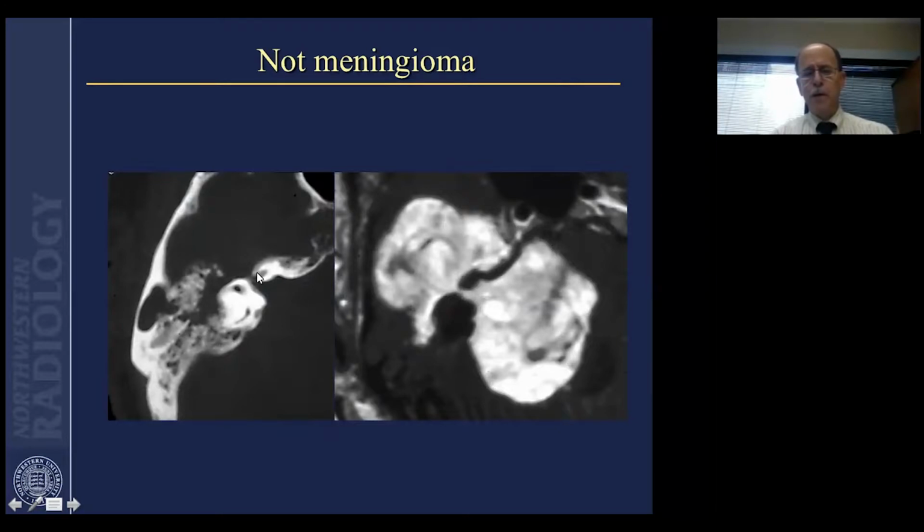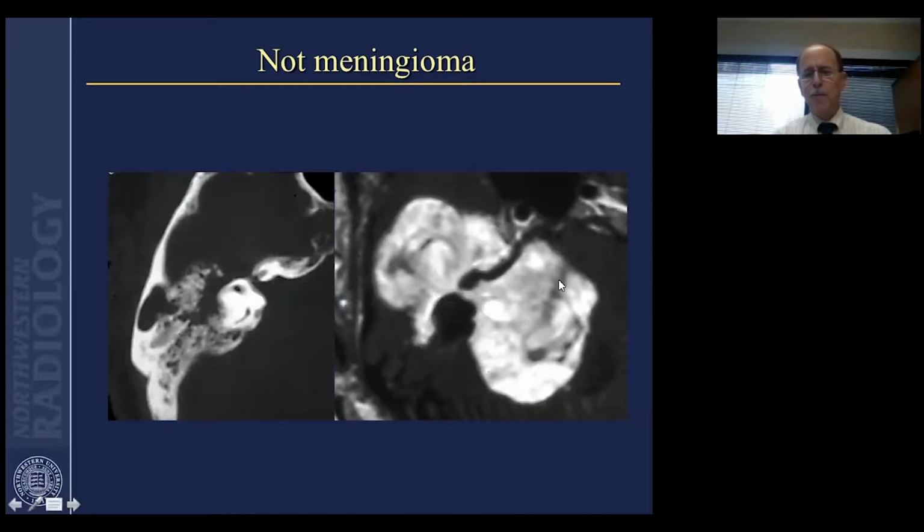If you look at the CT, there's gross erosion of the geniculate fossa and erosion of the tympanic facial nerve canal. On the MR, you can see that there's tumor extending into the middle cranial fossa. It's centered in the geniculate region, and there's a large component of the tumor following the anatomy of the tympanic segment of the facial nerve. So this actually had come to us as a meningioma.